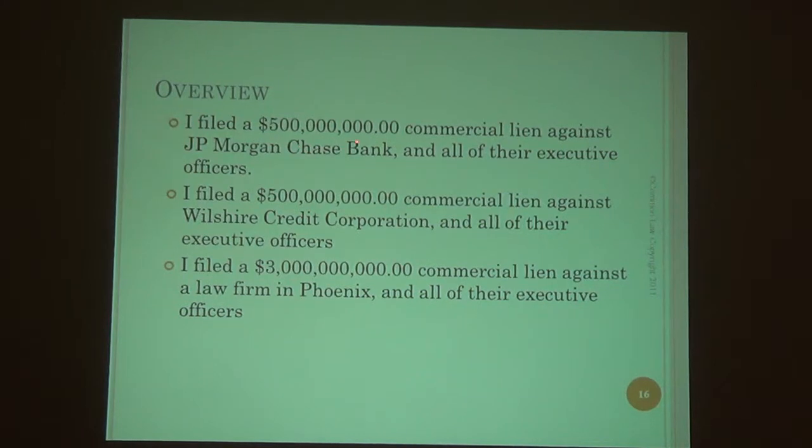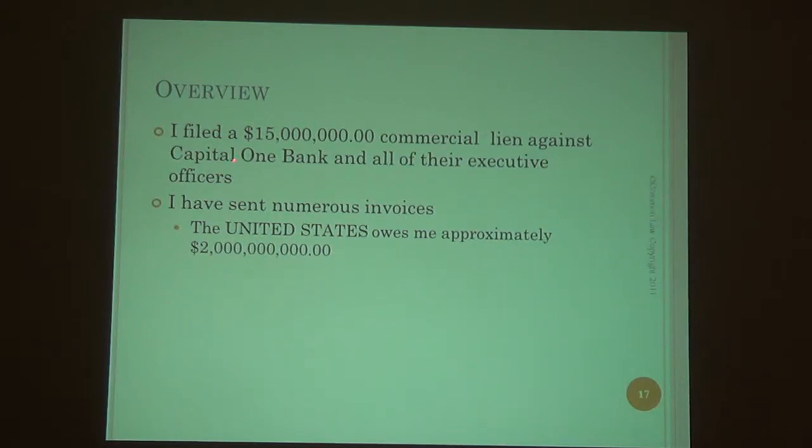I filed a $500 million commercial lien against JP Morgan Chase Bank and all of their executive officers. I filed a $500 million commercial lien against Wilshire Credit Corporation, all of their executive officers. I filed a $3 billion commercial lien against a law firm in Phoenix, and all of their executive officers that were stealing my house. I filed a $15 million commercial lien against Capital One Bank and all of their executive officers. I sent numerous invoices. The United States owes me approximately $2 billion.